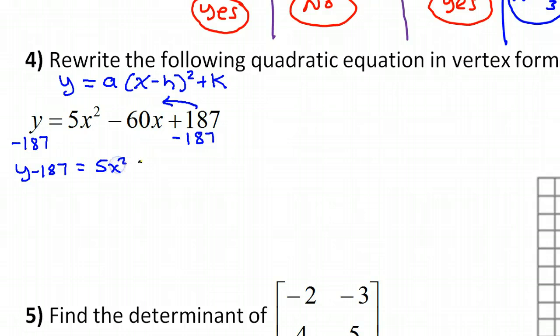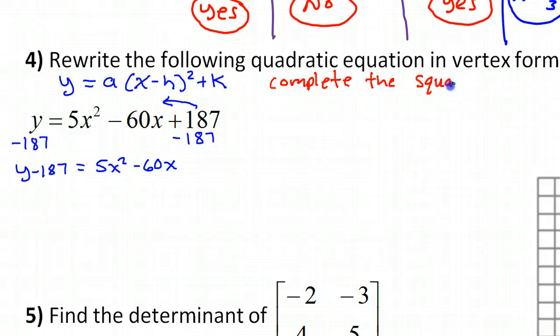Now, what we're doing is completing the square. Maybe I should make a note to ourselves that we are completing the square. Complete the square. Now, nobody's going to tell you to complete the square. You have to know that that's how you make vertex form, is by completing the square.